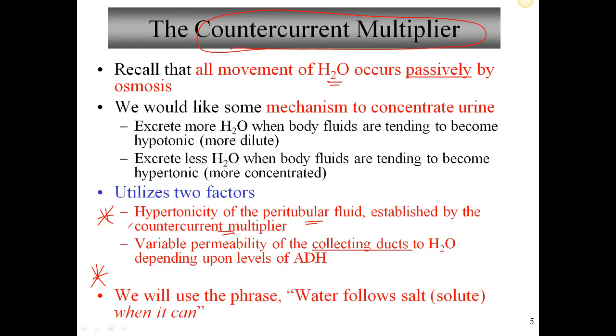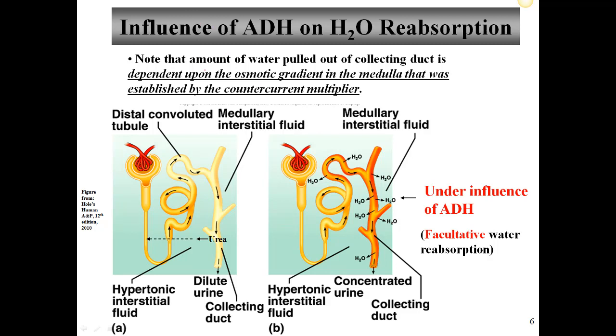This is established by the counter current multiplier. The other factor is the variable permeability of the collecting ducts to water depending on levels of ADH. Remember, what we called that type of water reabsorption was facultative water reabsorption. Okay, so let's put all this together and take a look at exactly what this accomplishes.